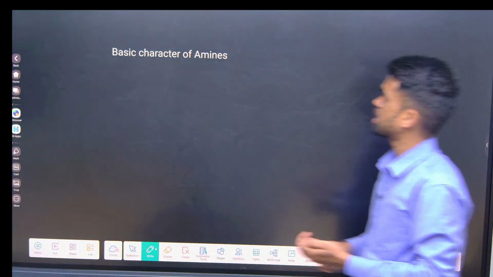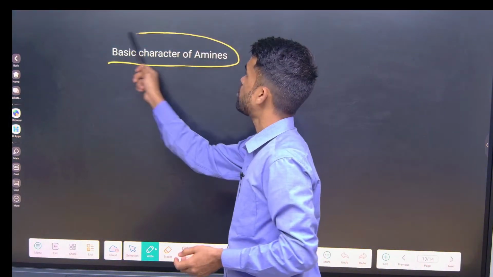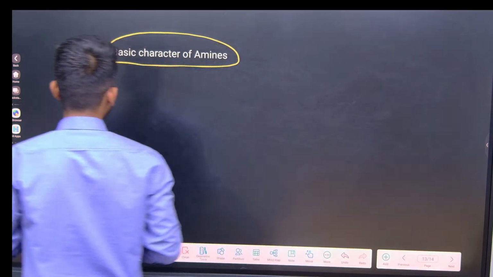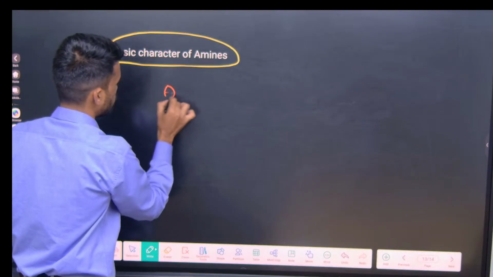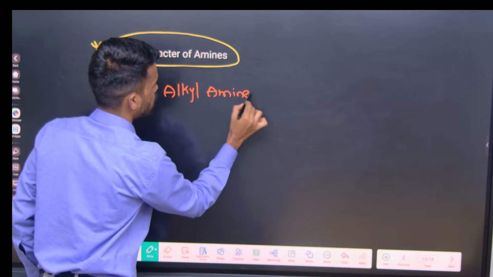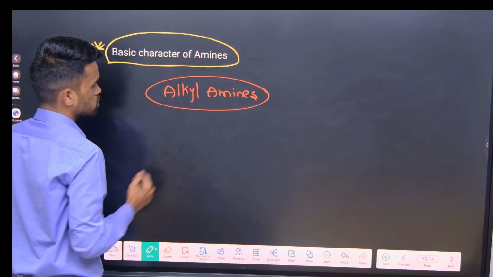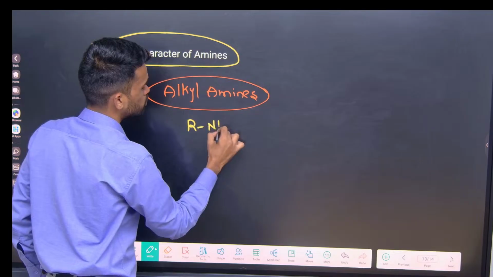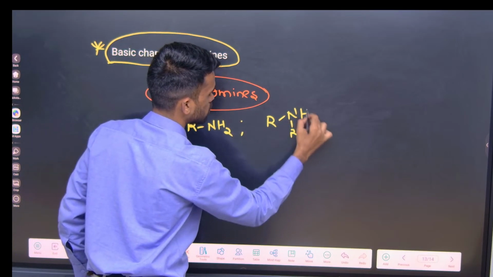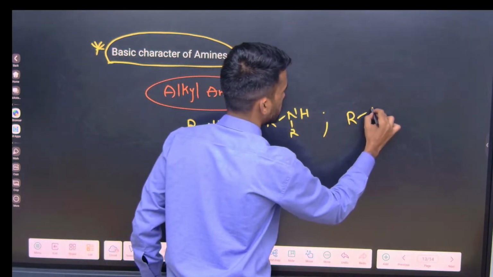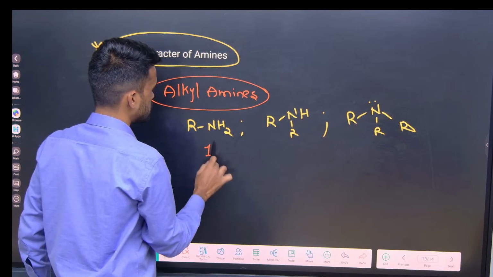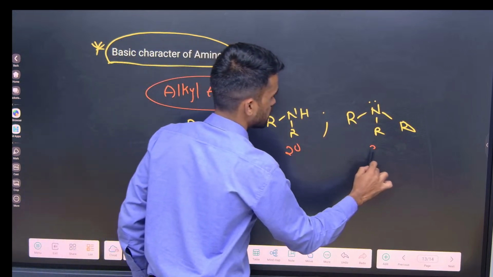Yeah, so the basic character of amines is one of the important factors, and we can expect a direct question from here. First of all, let's discuss alkyl amines. So alkyl amines: RNH2, dialkyl, that is R2NH, and trialkyl, R3N, like this. So this is primary, secondary and tertiary. This is fine up to here.